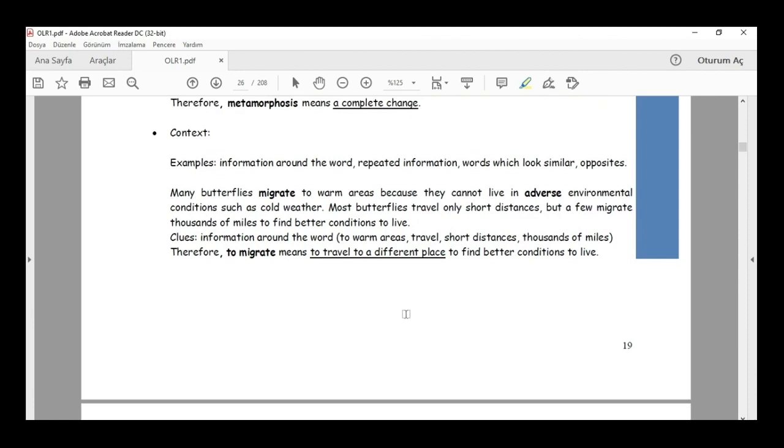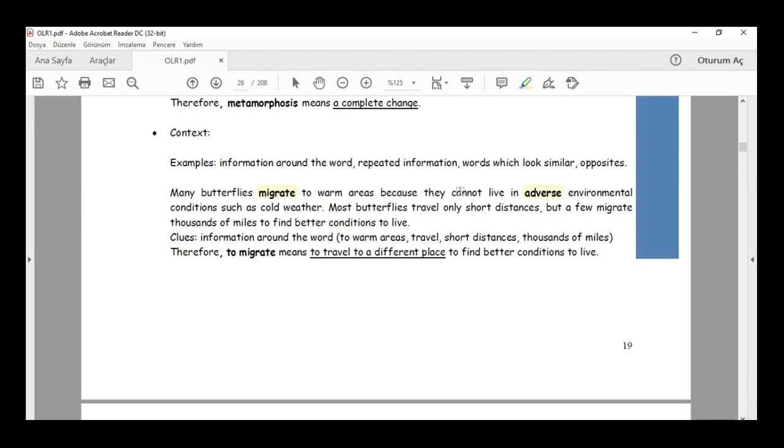Sometimes you can also understand the meaning of a word from the whole context. That means the reading or the paragraph in general will give you the meaning of the word. Let's look at that. Many butterflies migrate. Now this is a verb, okay? They migrate to warm areas because they cannot live in adverse environmental conditions such as cold weather. Most butterflies travel only short distances, but a few migrate thousands of miles to find better conditions to live.